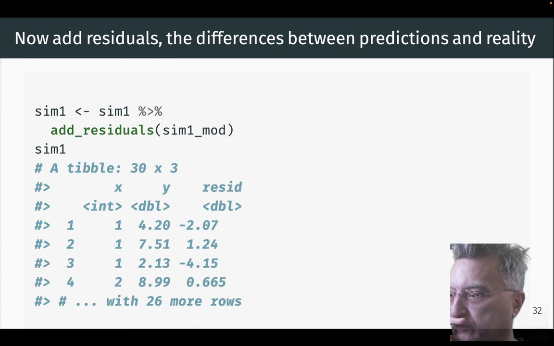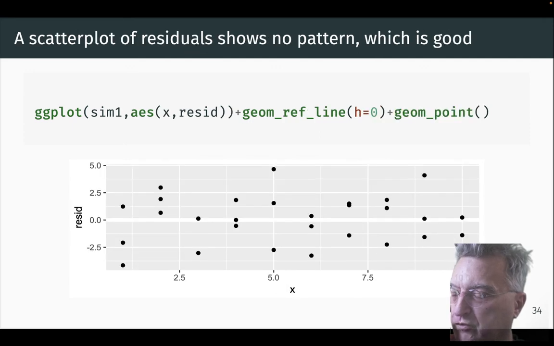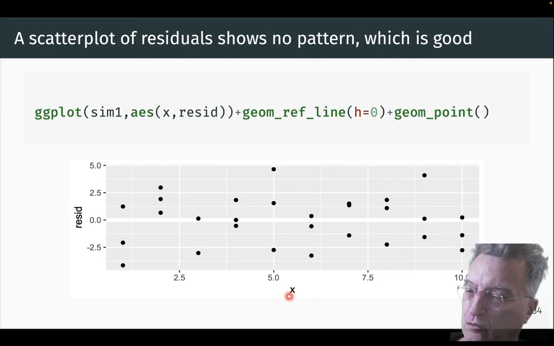And now we add the residuals, the differences between what we've predicted and what we've actually seen. And so we plot those to see the spread of the residuals. And usually what we do is scatter plot the residuals. So here are the original observations, and here are the residuals. And what we want to see is no pattern here. So if we could go up from here and then predict this, that would be a pattern.